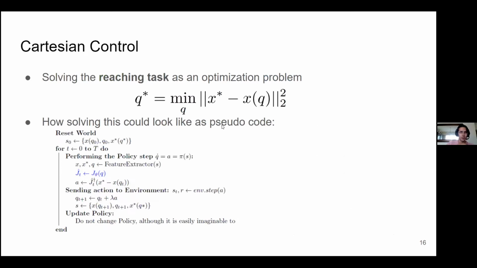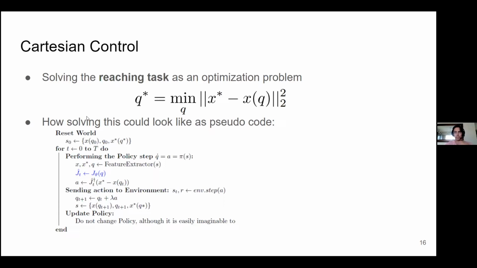So how do we control the robot using these Jacobians? In the control literature, instead of using, say, a reinforcement learning approach, you just do direct optimization against the functions that you know. We can find some Q star by doing a minimization over the joint angles themselves, minimizing, say, the mean squared error, like so.